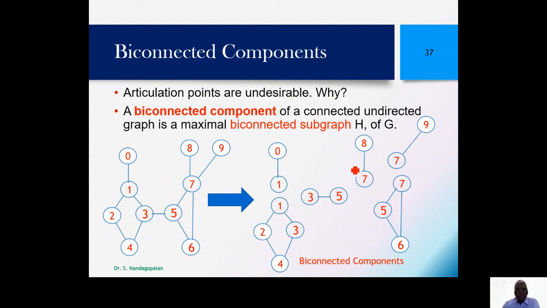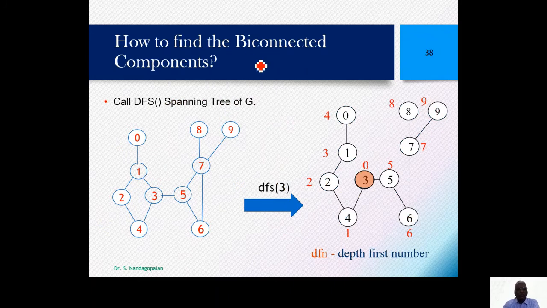Okay. How to find the biconnected component? You can use DFS on the given graph. For this given graph, assume that the starting vertex is 0. Actually, the starting vertex is 3, not 0. We can do that also, but because the figure is shown with 3 as the starting vertex, I just follow the figure.